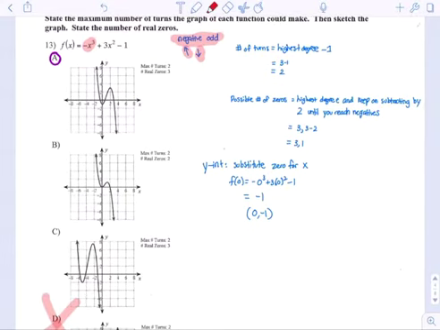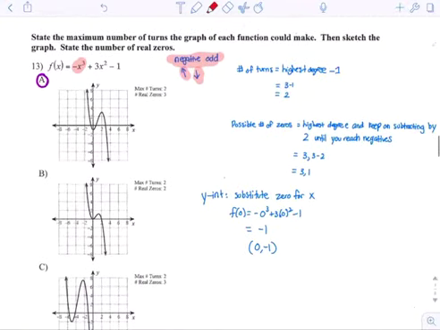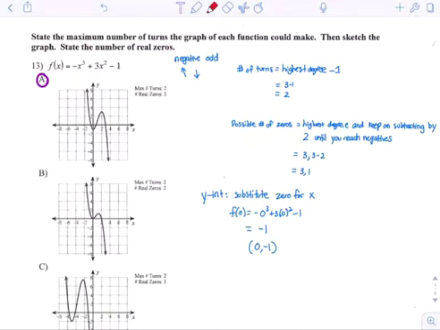Okay, number of turns means like how many times you guys see a minimum and like a maximum, right? When you see a minimum max, then you guys see turns. So in order to find a turn, you guys just have to subtract the highest degree by 1. So since the highest degree was 3, right? 3 minus 1 is 2. So that means we're going to have 2 turns. Well, they all have 2 turns, so that doesn't really help us.